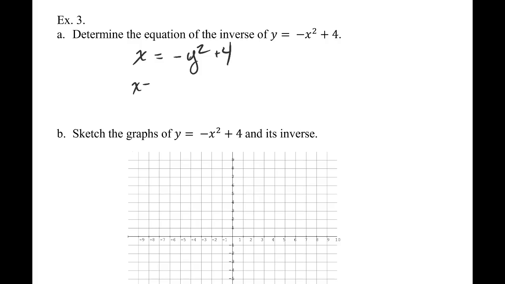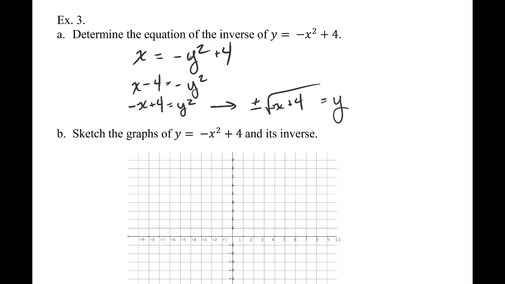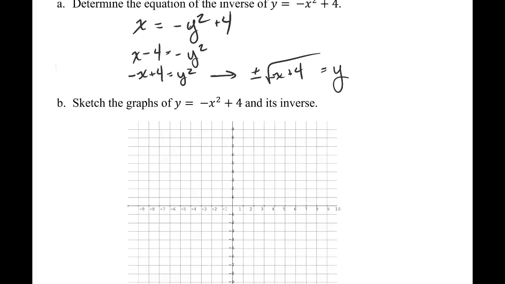So we're going to move this 4 first. So x minus 4 equals negative y squared. We're going to move that negative out of the way. So it'll be negative x plus 4 equals y squared. And the result then becomes the positive or negative square root of negative x plus 4 equals y. And so that would be our inverse.